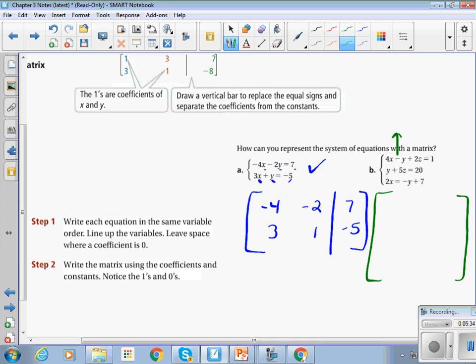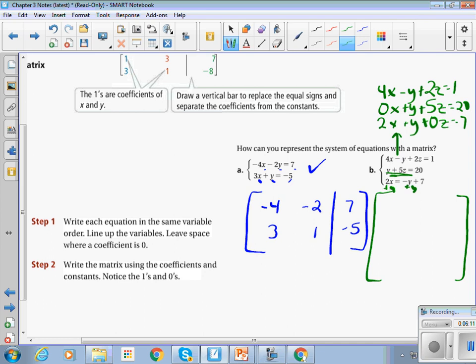system. 4x minus y plus 2z equals 1. That's fine. I have the next one, I have 0x because I don't have any x's. So I put in 0x plus y plus 5z equals 20. And then this one, my y is on the wrong side, so I have to add the y to both sides. So I have 2x. I have my 1y. I don't have any z's, so I put 0 z's, and that's equal to 7.